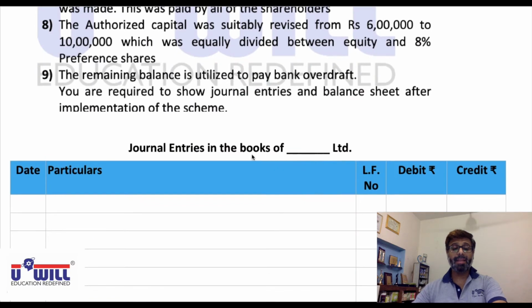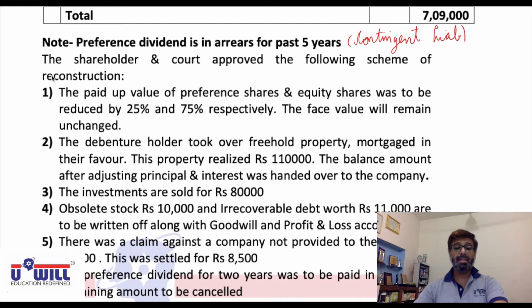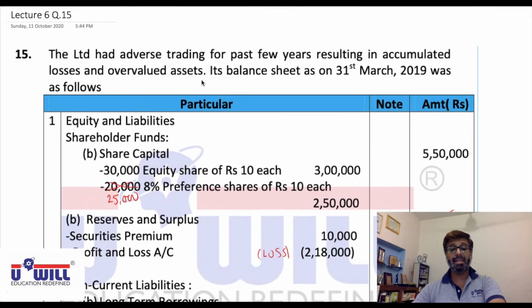And at the end, what you are asked, read this main question. You are required to show the journal entries and balance sheet after the implementation of the scheme. After the implementation of scheme means the shareholders and creditors approved the following scheme of reconstruction. If you remember, I told you in the last lecture how you will distinguish between internal and external reconstruction. In external reconstruction, the name of the new company would be given. And in internal reconstruction, the name of the new company would not be given. Here simply a scheme of reconstruction is given, no new name, which means it is internal reconstruction.